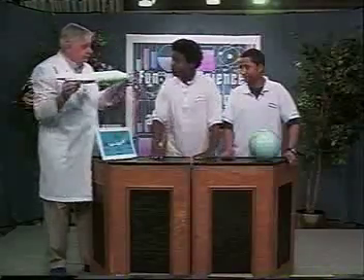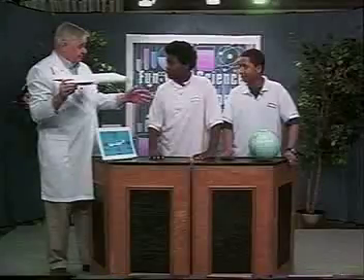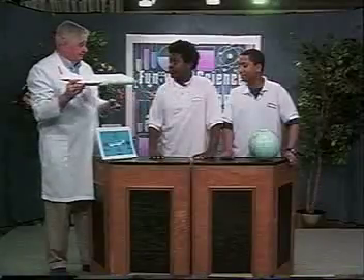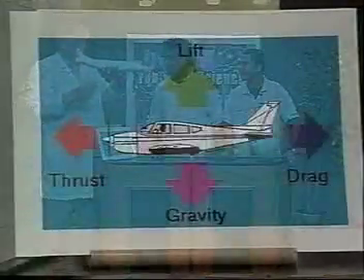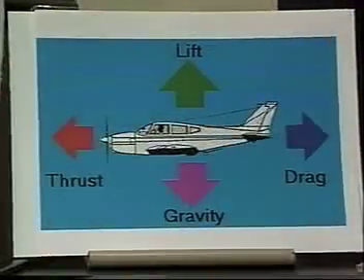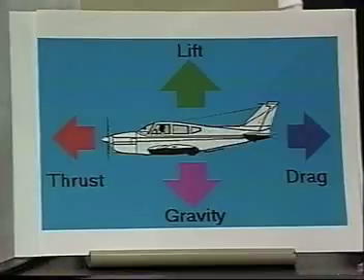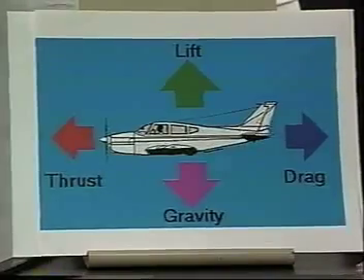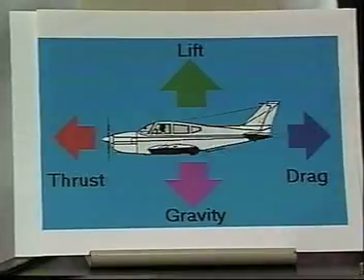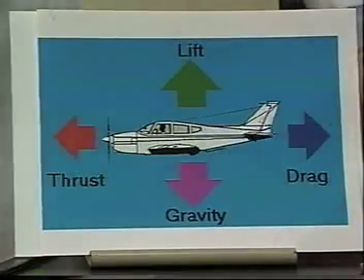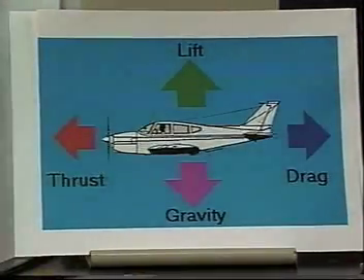What was the other one you talked about? Lift. What's lift? Lift is the one that makes it go up. So we got gravity trying to pull it down, we got lift pushing it up, and we got thrust making the airplane go in that direction. Is there another one? What's the other one? Drag. Drag is what's trying to hold it back.